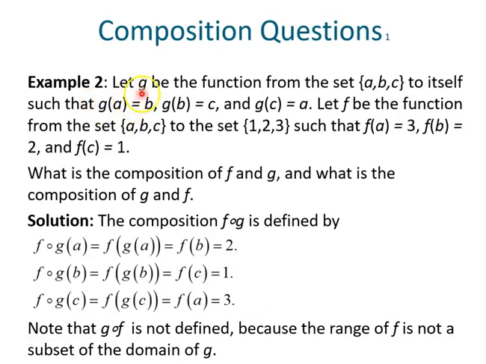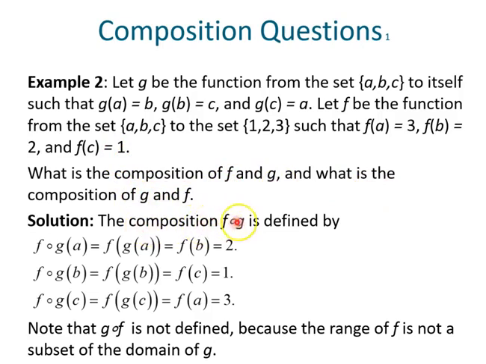In this example, g is the function from the set {A, B, C} to itself, defined explicitly like this, and f is the function from the set {A, B, C} to the set {1, 2, 3}, also defined explicitly with these equations. What is the composition of f and g? And what is the composition of g and f?